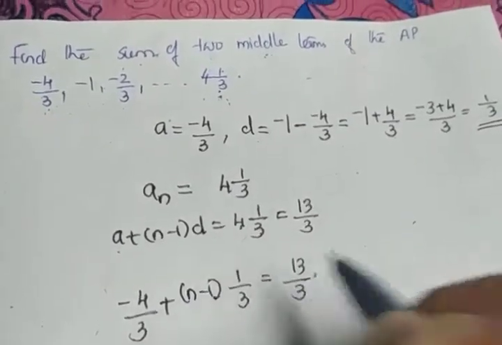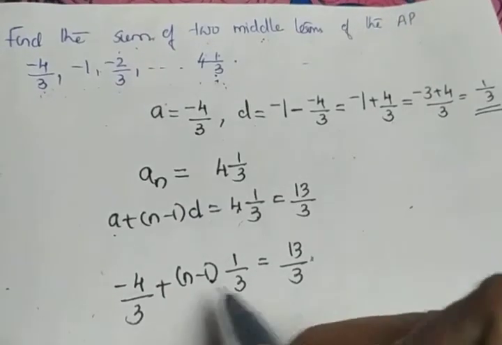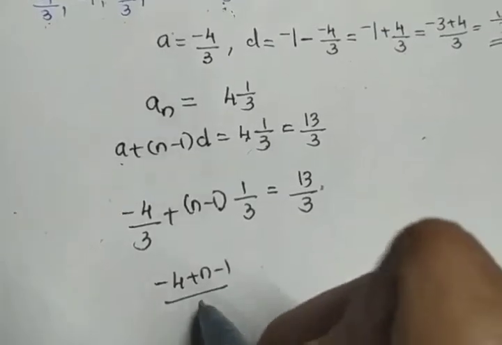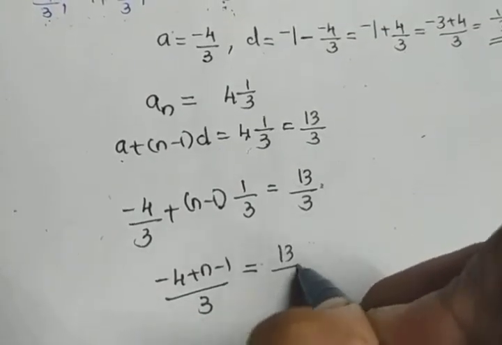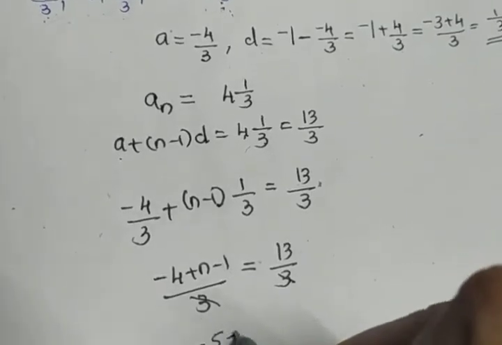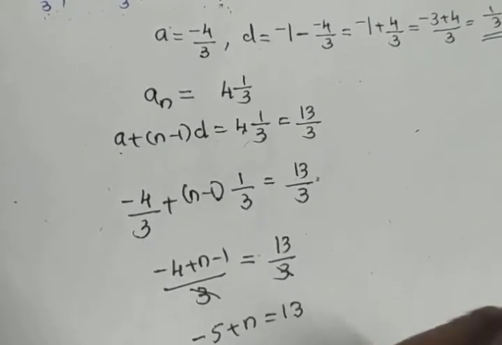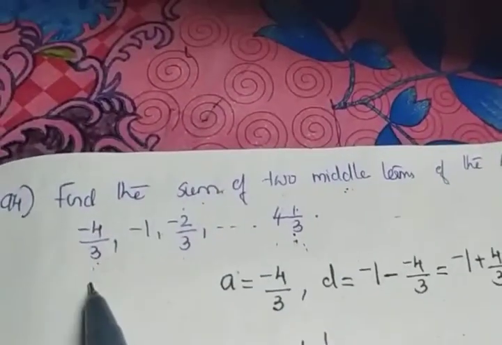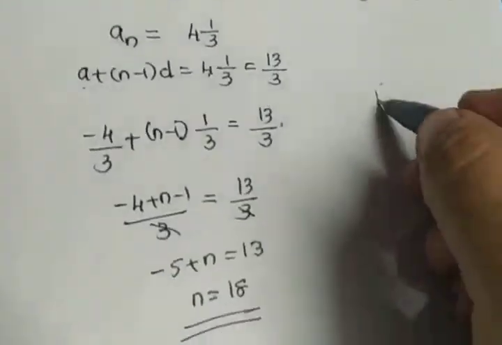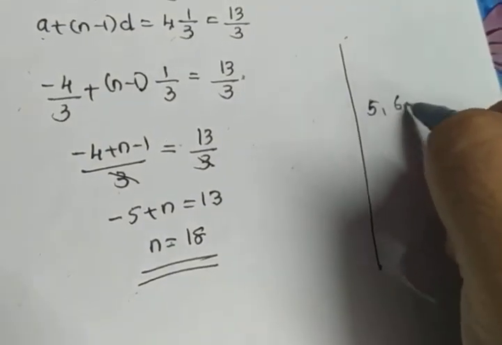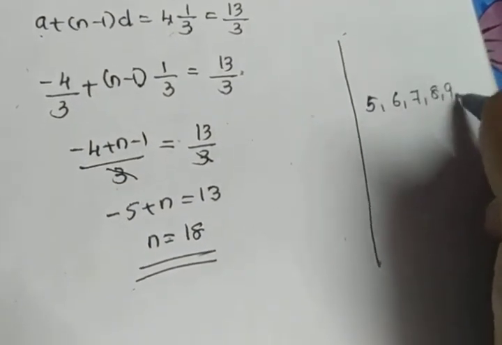is equal to 13 by 3. Okay, so our denominators are the same. So we are getting minus 4 plus n minus 1 by 3 is equal to 13 by 3. This 3 gets cancelled, giving you minus 5 plus n is equal to 13 and n is equal to 18. So how many terms are there in the AP? There are 18 terms.